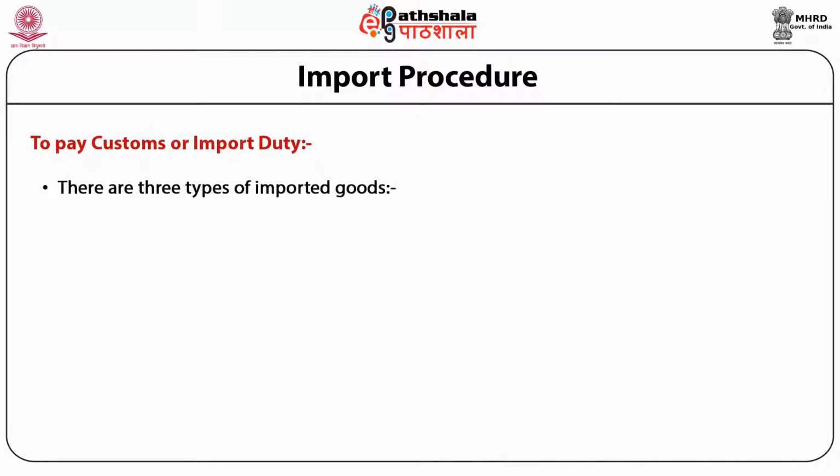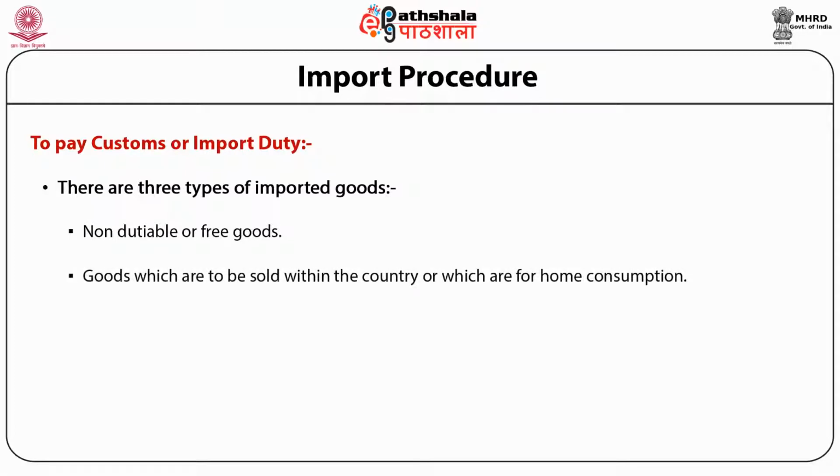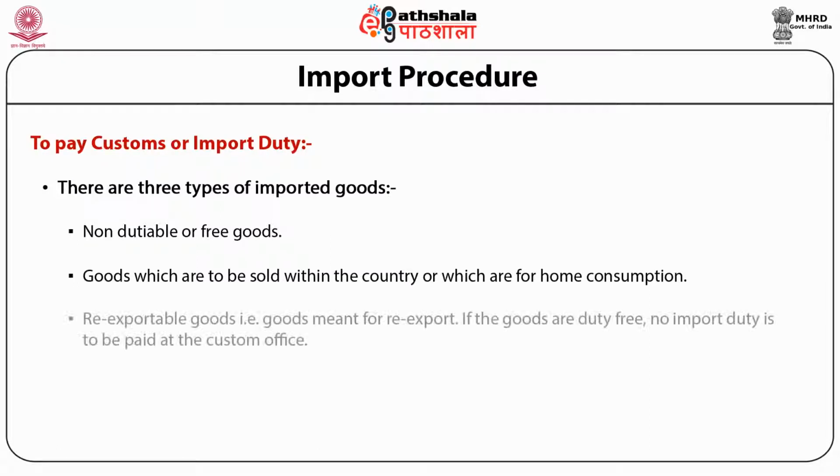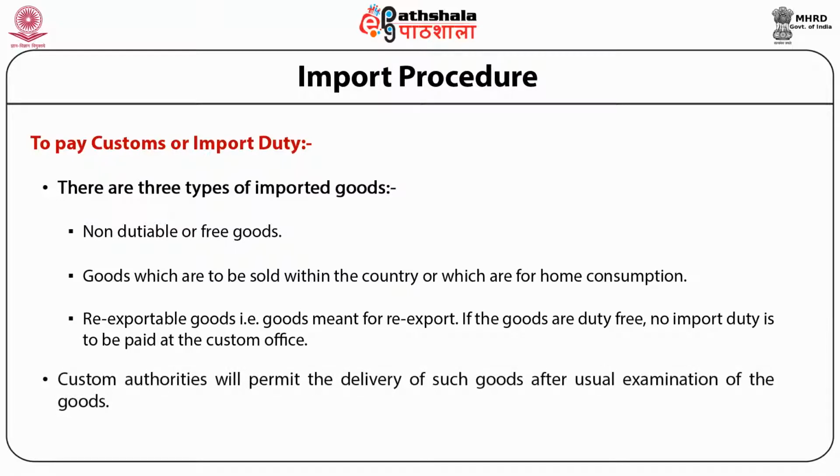There are three types of imported goods. One, non-dutiable or free goods. Second is goods which are to be sold within the country or which are for home consumption. Third is re-exportable goods, that is, goods meant for re-export. If the goods are duty-free, no import duty is to be paid at the custom office. Custom authorities will permit the delivery of such goods after the usual examination of the goods.